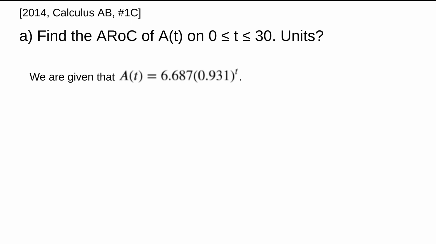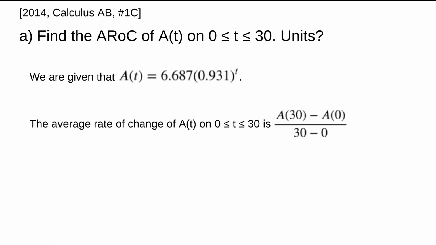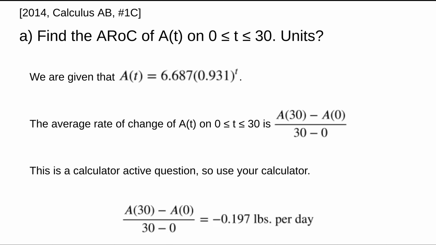So we're given the function a of t to use. It's not very pleasant. We could maybe find the derivative of this individually or evaluate. You're not going to evaluate this at 0 to 30. You're just not. It's a calculator active question. We do need to use the right formula here. The formula for average rate of change would be a of 30 minus a of 0 over 30 minus 0. But you're going to use your calculator to get those values. You're just not going to do this by hand. So use your calculator. The average rate of change of a of t on the interval from 0 to 30 is negative 0.197 pounds per day.